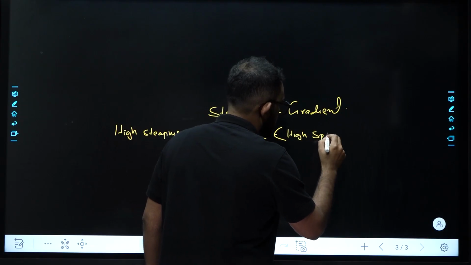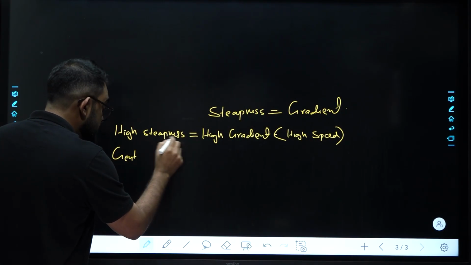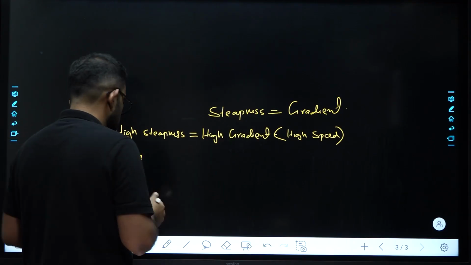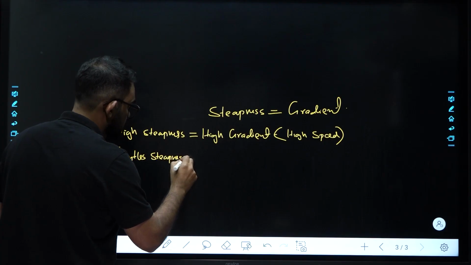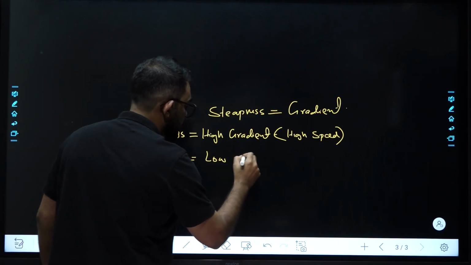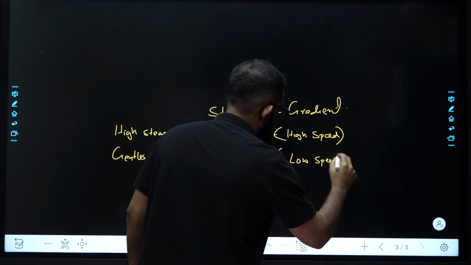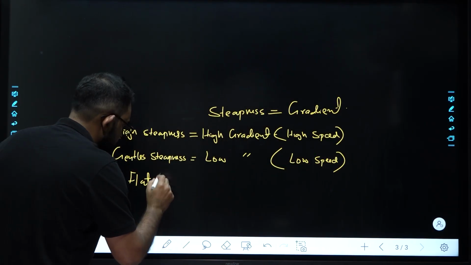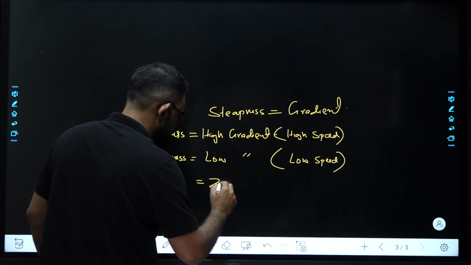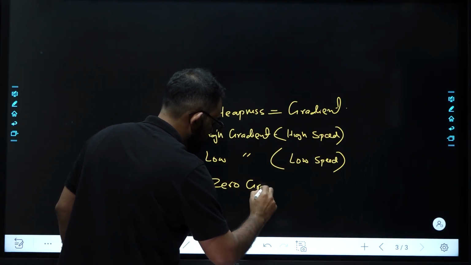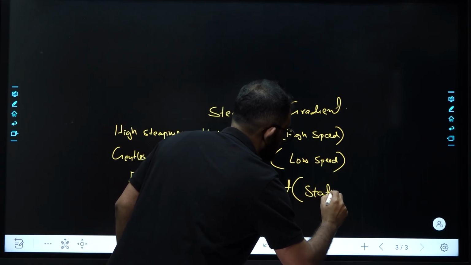Which means high speed. Then gentle steepness. We can call it gentle gradient also. Gentle steepness means low gradient, which means low speed. Now the third point is flat line. Flat line means zero gradient, or the object is stationary.